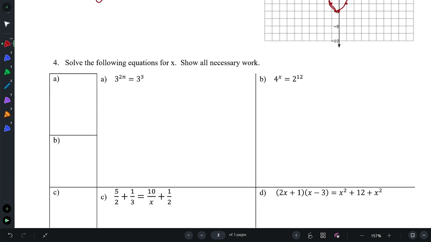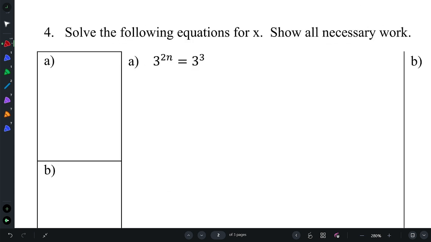All right, let's move on to question 4. It says, solve the following equation and show all necessary work. So this one, looking inside, the bases are equal, right? The bases are both 3. So I know that this exponent has to be equal to the other exponent. Therefore, n has to be 3/2, 3 over 2. It seems kind of obvious that that's the answer.